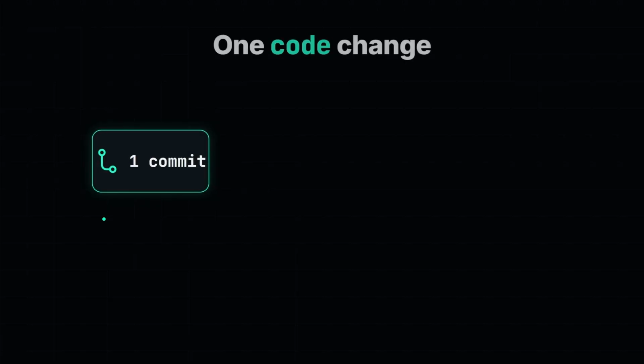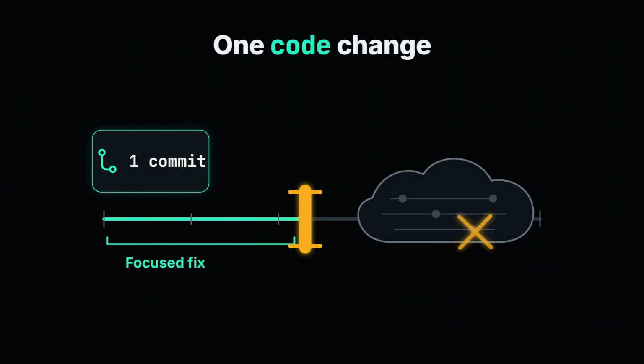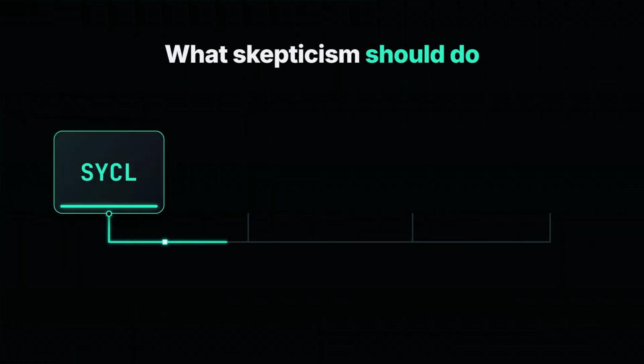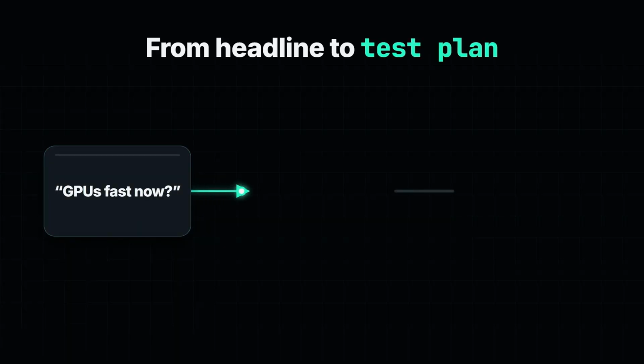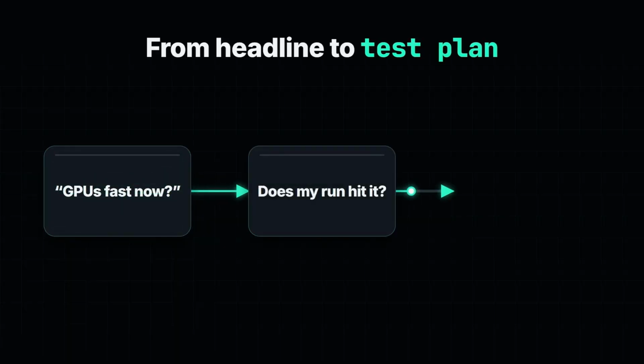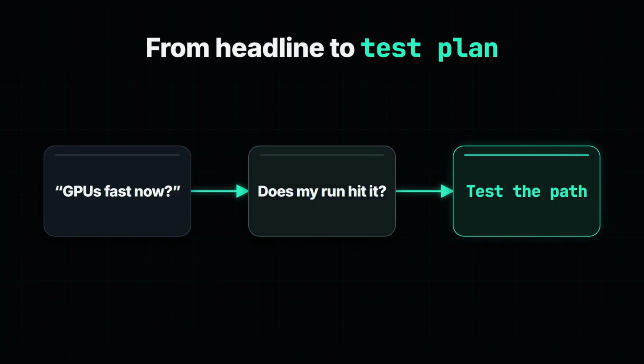The pull request contains one commit. That supports a focused fix, but it does not prove every workload changes. A useful benchmark label includes backend, conversion, hardware, and metric. Preserve all four when you repeat this result. Do not ask only, are these GPUs fast now? Ask whether your workload reaches this improved copy path.